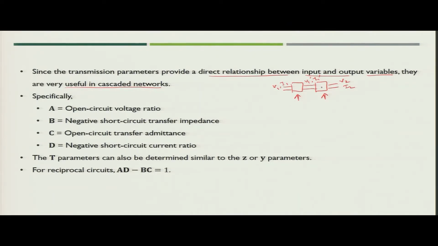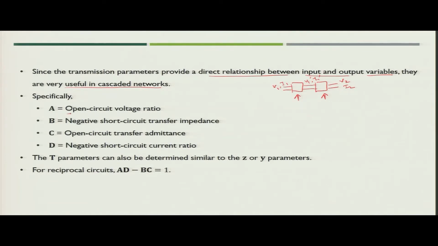Analysis of these kinds of networks we will see in the next lecture when we discuss the interconnection of various networks. We will see that particular aspect in detail. For today's lecture, we will first discuss the key properties of the transmission parameters. So, we will see what those properties are. First, let us see what ABCD defines.